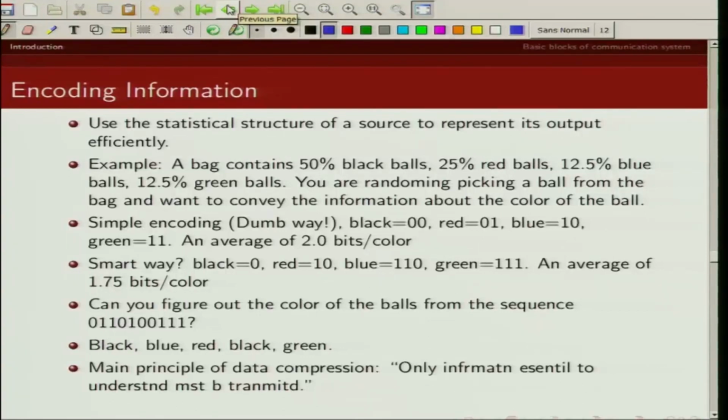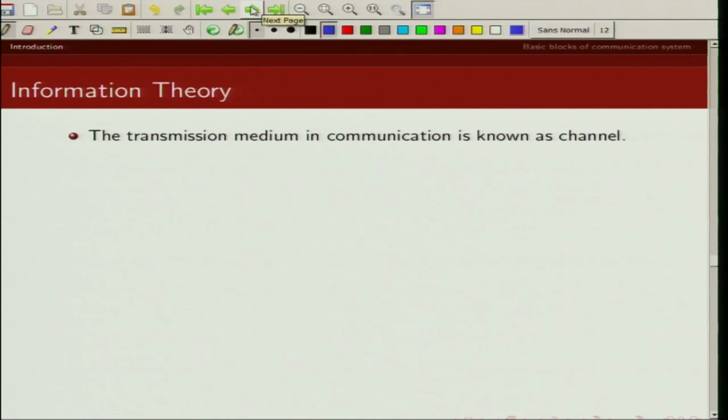So the main principle of data compression is, can you read this out? Only information essential to understand must be transmitted. Note that I have deleted some letters, but still you are able to understand what is written. So that's the basic idea behind compression, that we would like to represent our source with the minimum number of bits. So this was an example to illustrate how source compression is done.